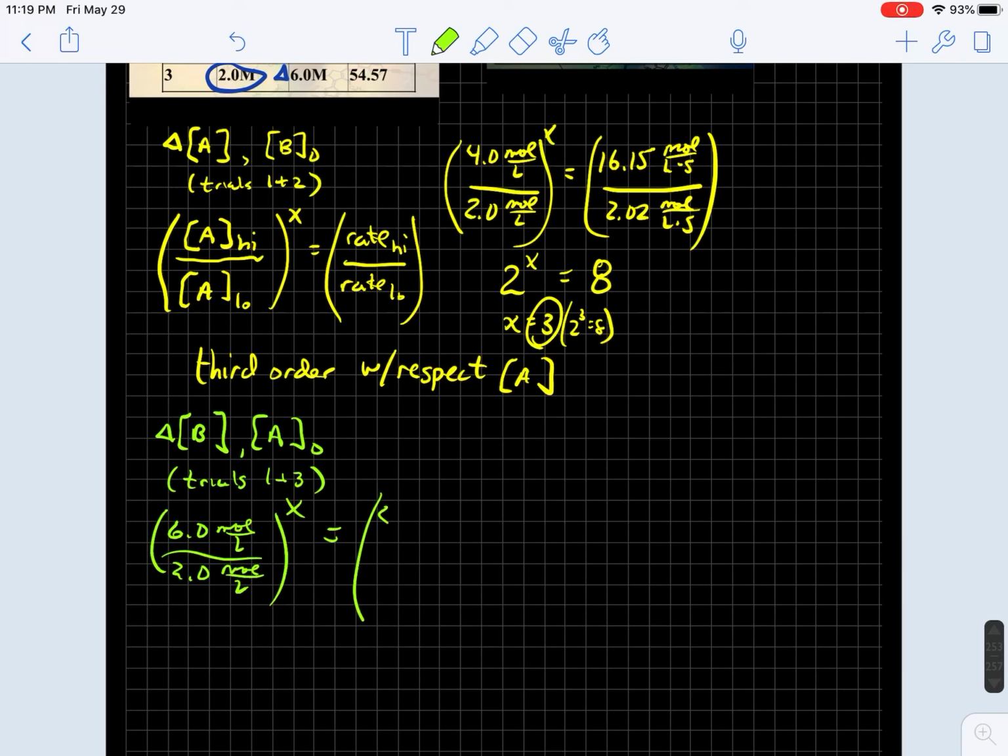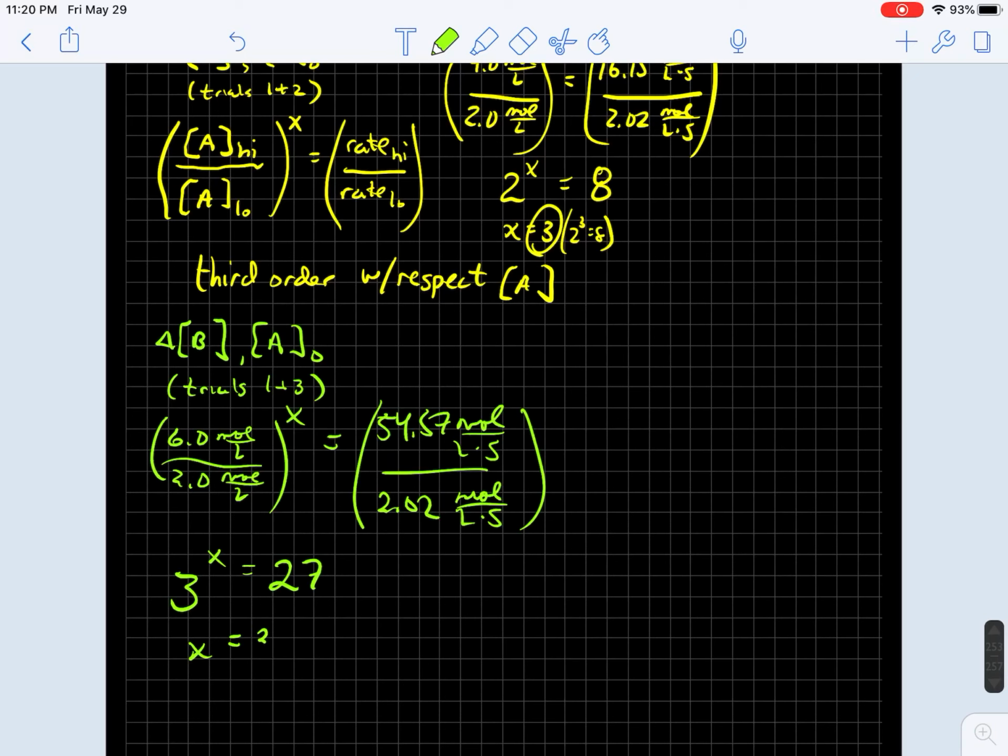We're doing the same thing by analogy here. 54.57 moles per liter seconds over, was it 2.02? Yes. 2.02 moles per liter seconds, and this comes out to be 3 to the X is equal to 27. Therefore, X is equal to 3. We would say that this is third order with respect to the concentration of B.